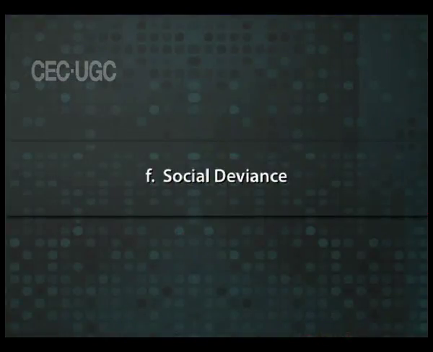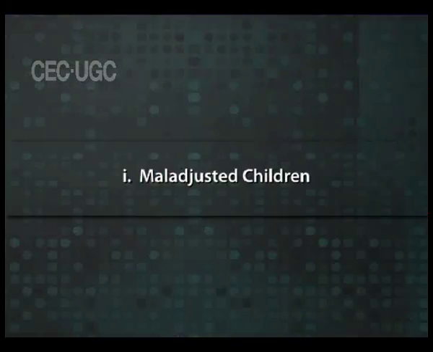Social deviance. Juvenile delinquents, young criminals and maladjusted students come under this category. Ethnic minorities and culturally suppressed people also come under this category. They deviate from the social norms due to a variety of reasons and constitute educational and social problems.